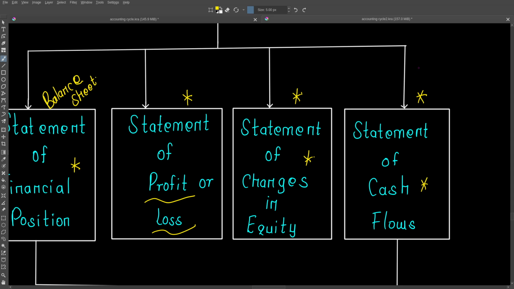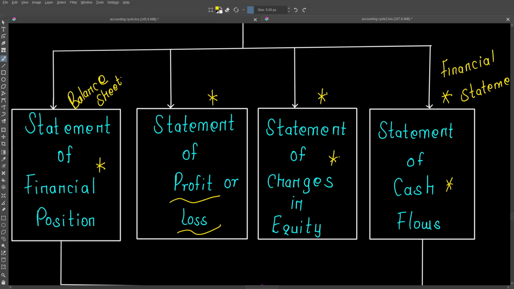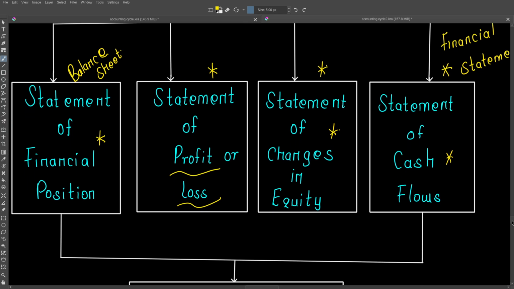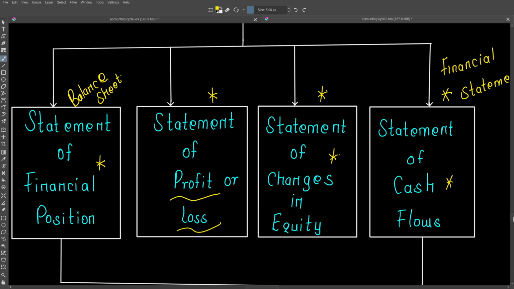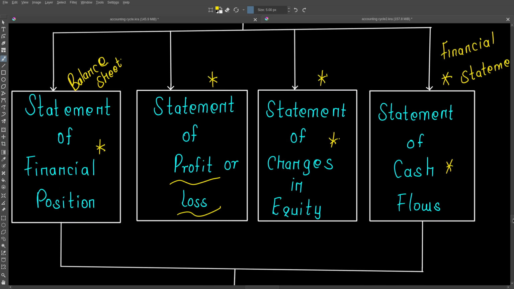This we are going to look at in module 4, that is financial statements. We are going to look at the financial statements for different types of businesses, that is sole proprietorship, partnership, companies, manufacturing companies as well, and also not-for-profit organizations.